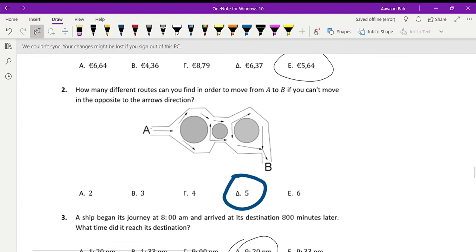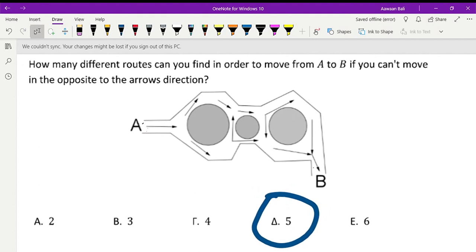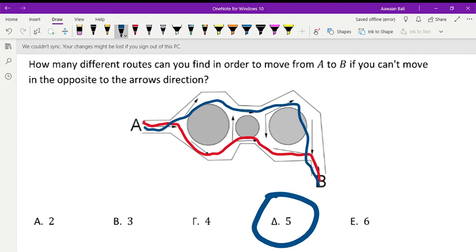How many different routes can you find in order to move from A to B if you can't move in the opposite direction to the arrow? So what you do is that when you look at A, you just follow the arrow. So we have 1 path, so we go this way. Easy, right? And we follow the path. And then you could go this way too. However, now we can make a merge between both roads. Like, let's say we do this. That also works. And let's say we do this. That also works. We have 4.